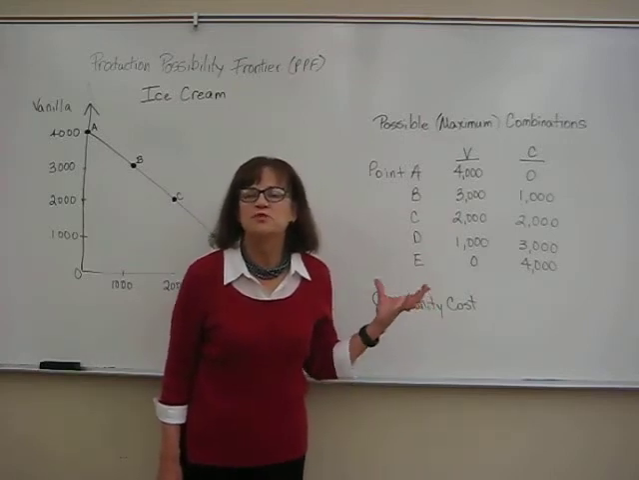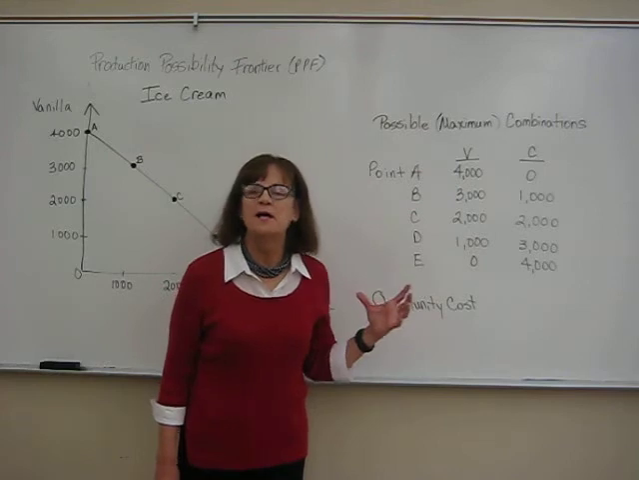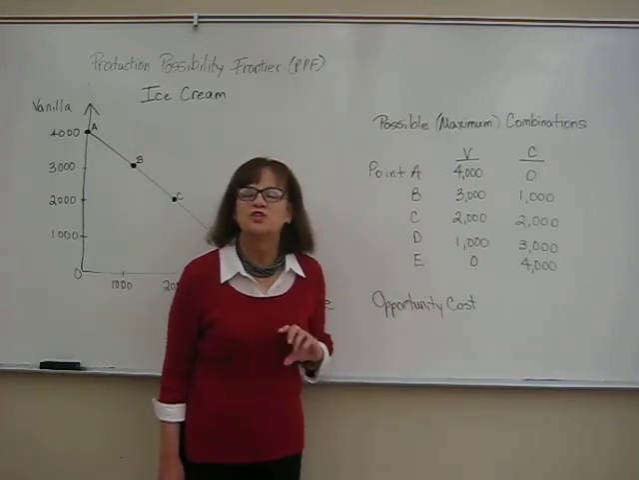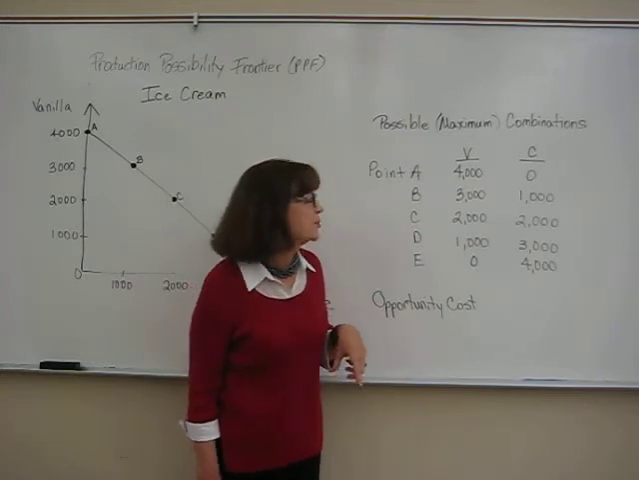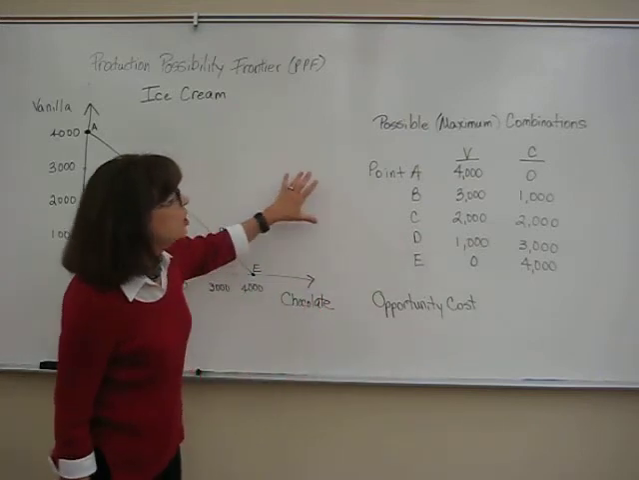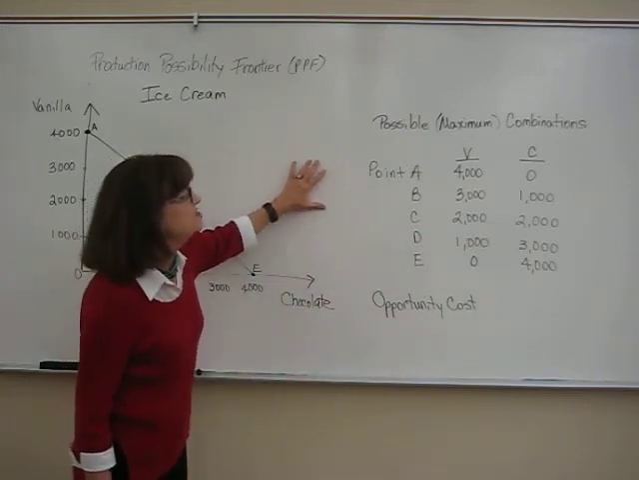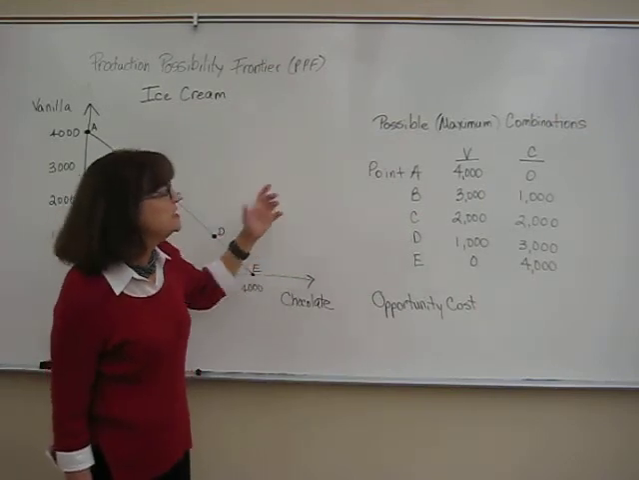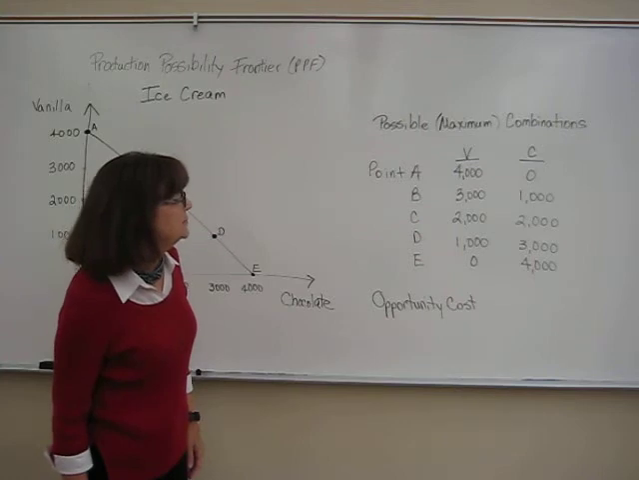It's very simple to switch from chocolate to vanilla because chocolate only requires the addition of a little chocolate syrup at one point in the process. So if you look at all of the possible combinations that add up to 4,000 gallons, you will see what the ice cream factory is capable of producing.